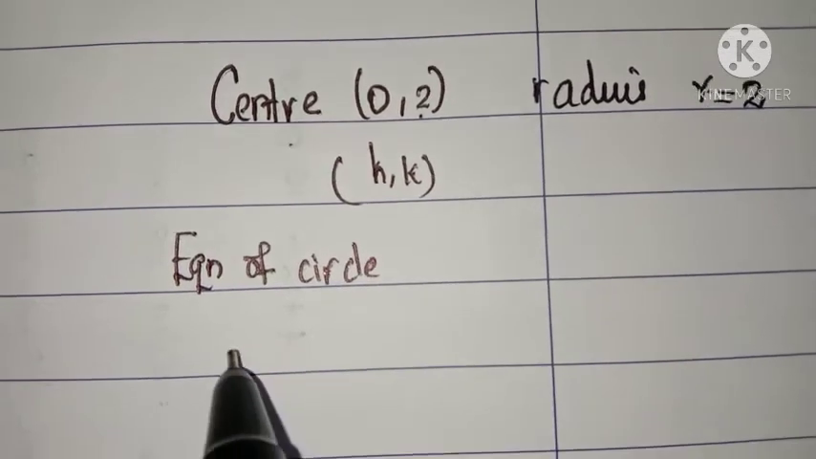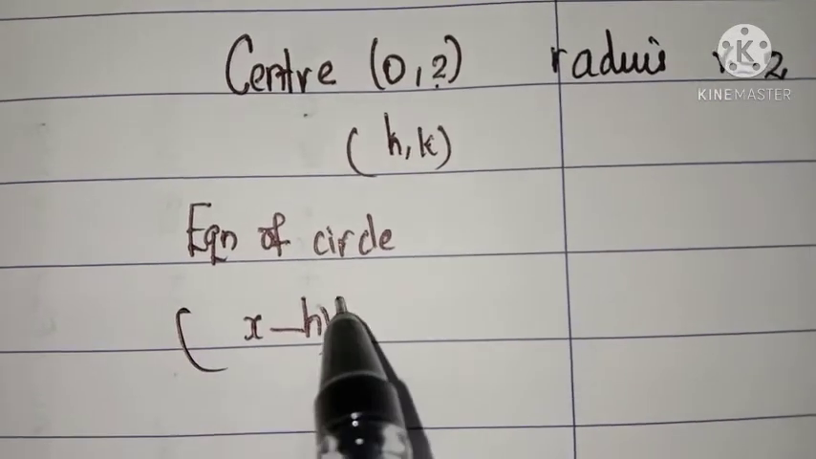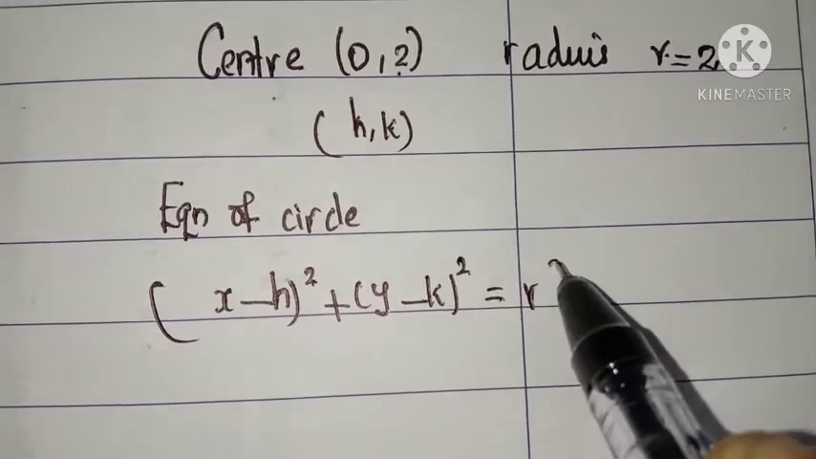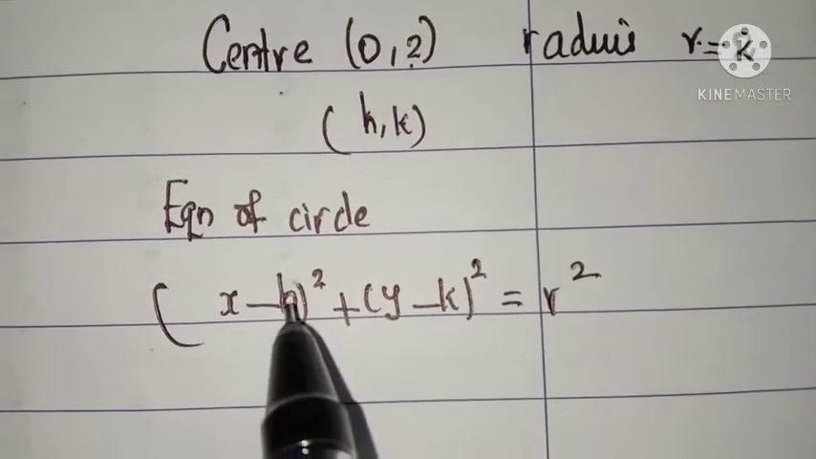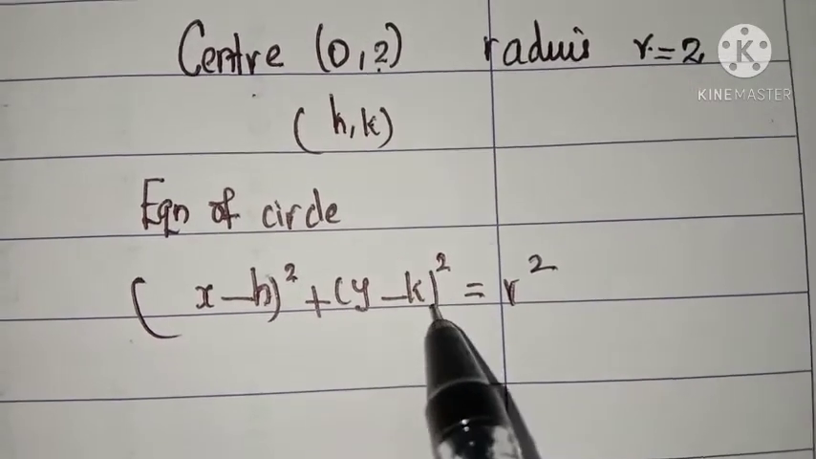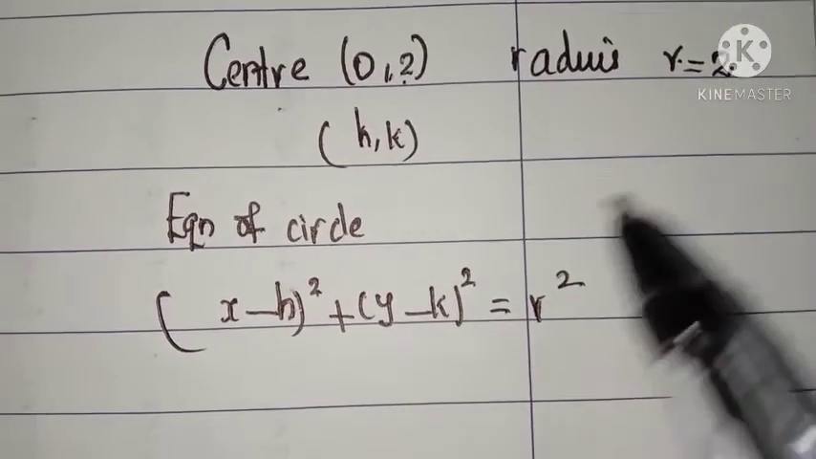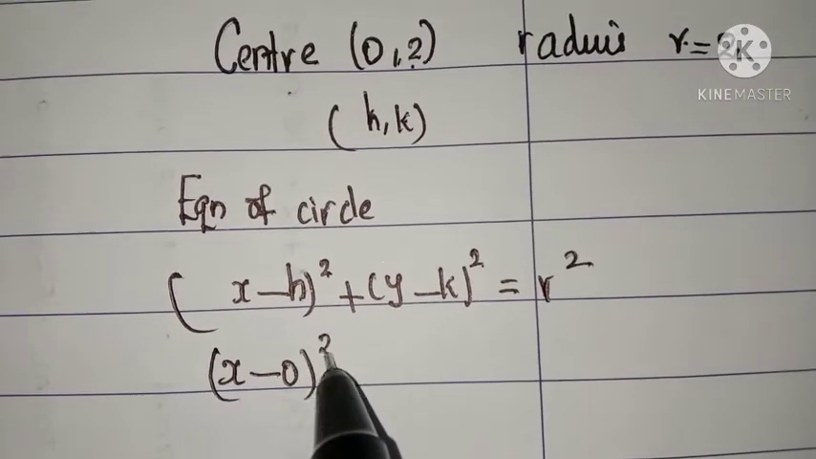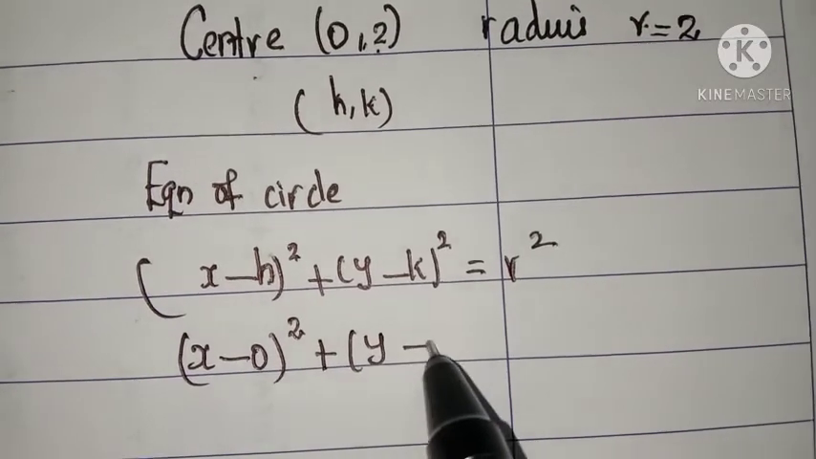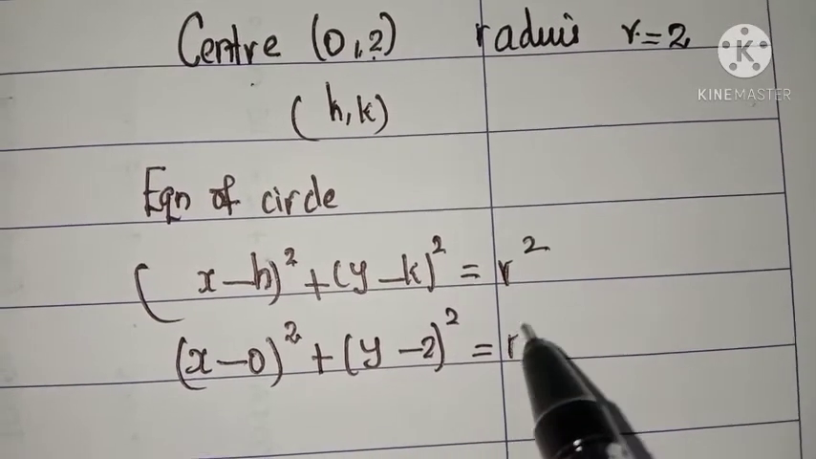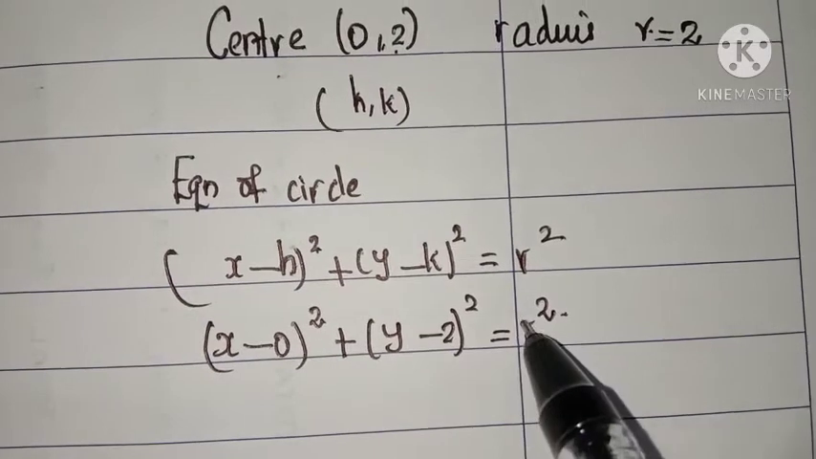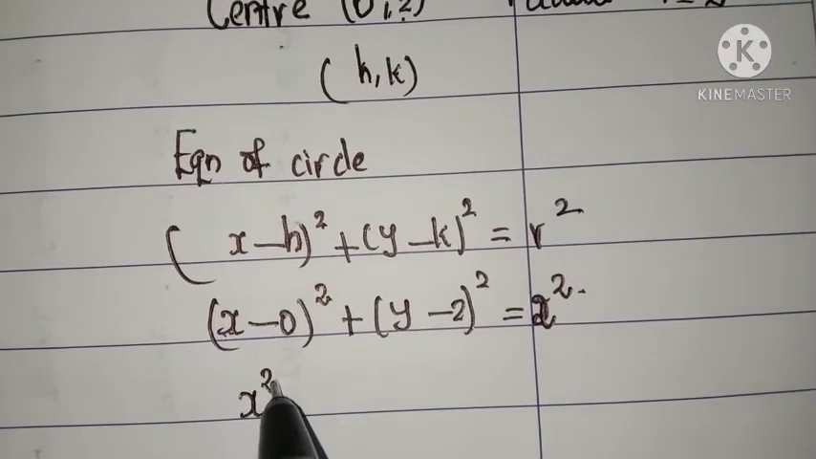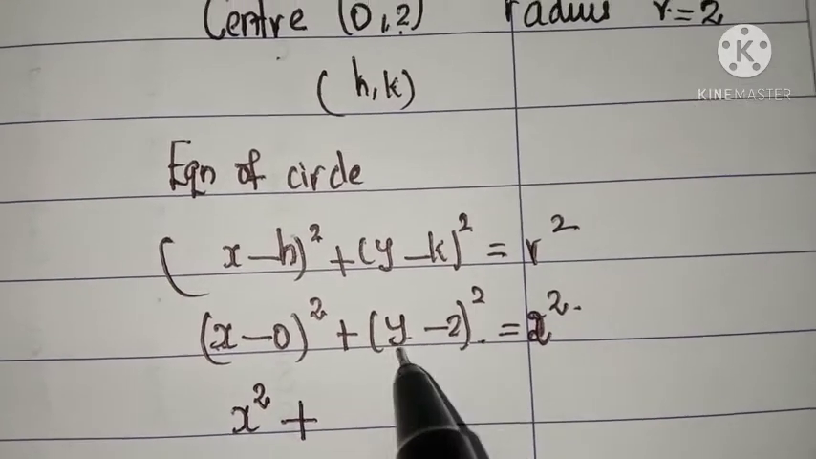What is the equation of a circle? The equation of the circle is (x minus h) the whole square plus (y minus k) the whole square is equal to r square. So, in this equation, put h equal to 0, k equal to 2, r equal to 2. So, this becomes (x minus 0) the whole square plus (y minus 2) the whole square is equal to r square, that is 2 square. Now, x minus 0 is x. So, x square plus (y minus 2) whole square.